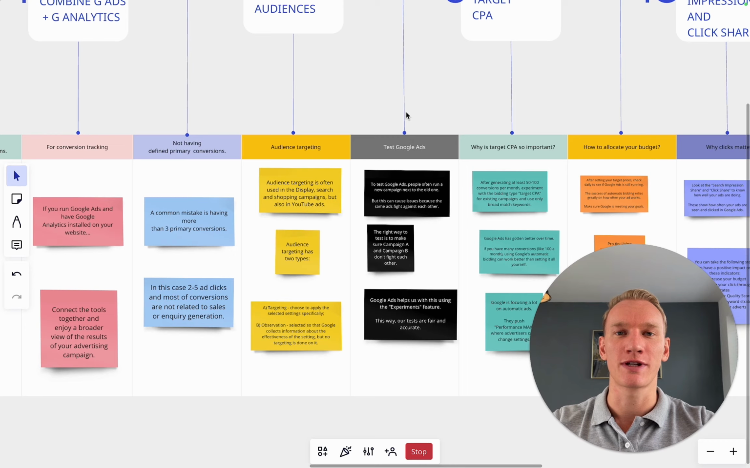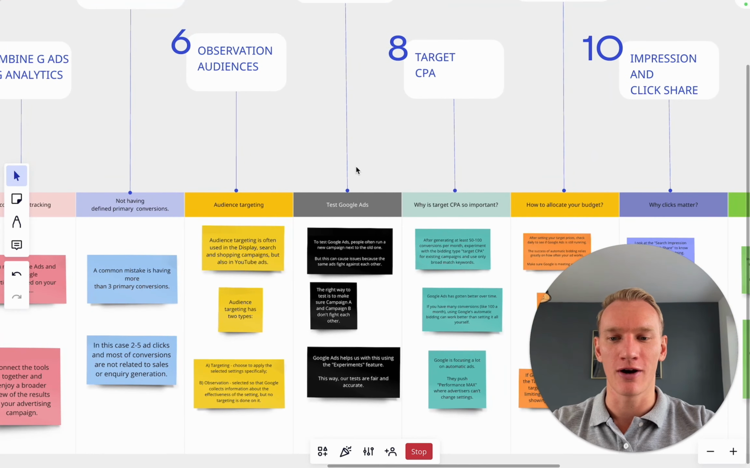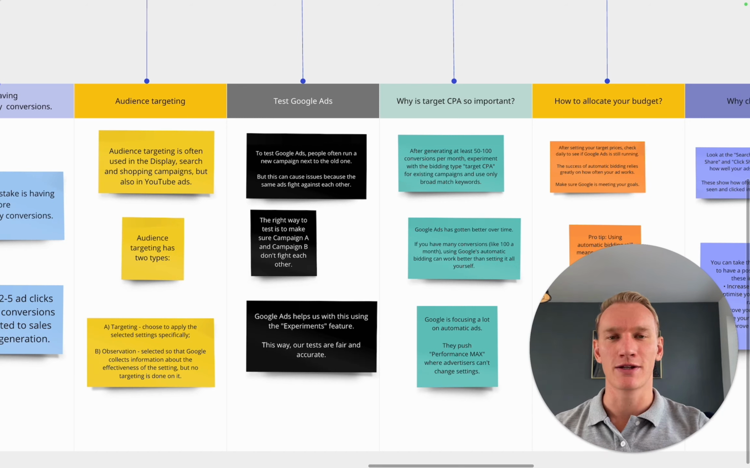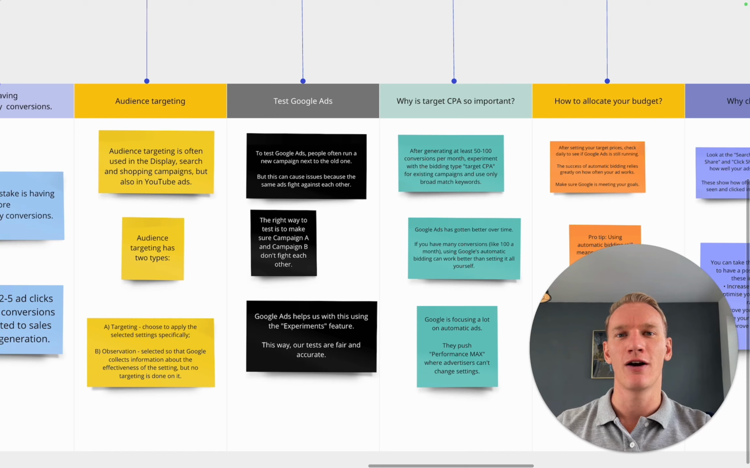And that brings us to step number 8. Make sure you use target CPA when you have enough information, right? So why is target CPA so important? After you have around 50 to 100 conversions, the algorithm in your dashboard is smart enough to do target cost per acquisition, so you can tell Google how much you are willing to spend for certain conversions.